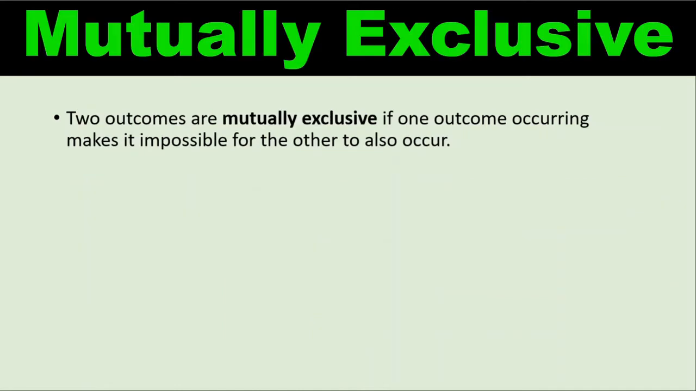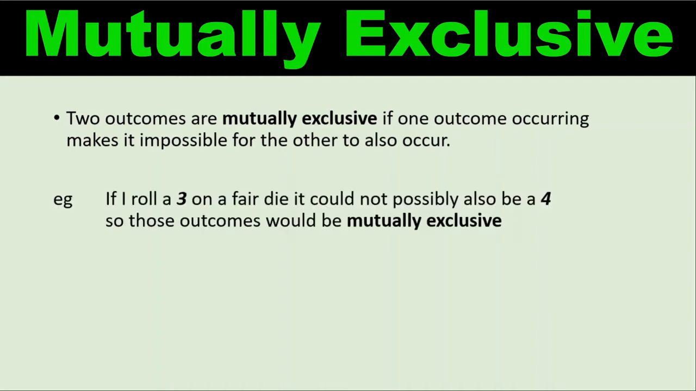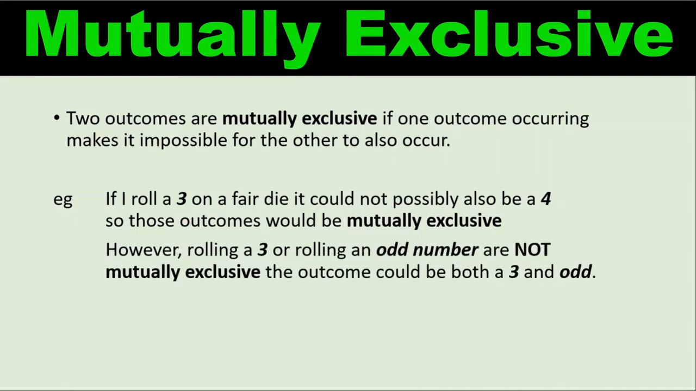Two outcomes are mutually exclusive if one outcome occurring makes it impossible for the other outcome to also occur. For example, if I roll a 3 on a fair die, it could not possibly also be a 4. Those two outcomes are mutually exclusive because obviously if I roll a die, the outcome is either a 3 or some other number, but it can't be more than one number at the same time.